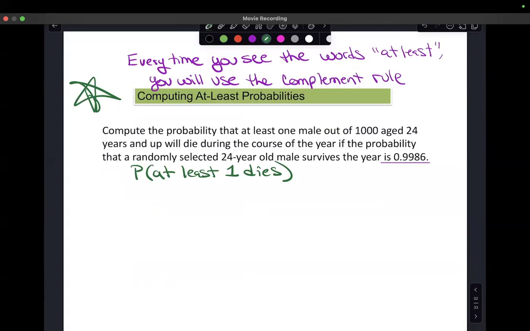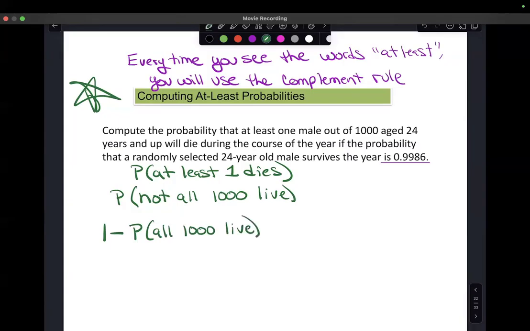So we need the probability that not all 1,000 live. What that would be is 1 minus the probability all 1,000 live. Wait, I just did that backwards, didn't I? No, I didn't. 1 minus the probability all 1,000 live.